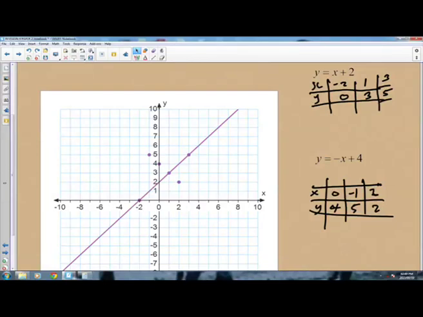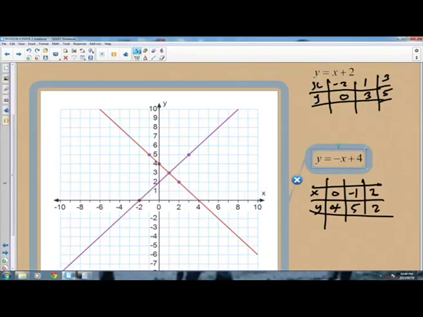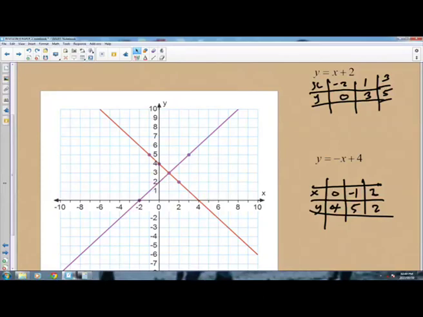And then after plotting all these points, like we have done over here, you now take a ruler and draw a line joining all these 3 points. And this is how the line will look. This is the line y = -x + 4. And then this one is the line y = x + 2.